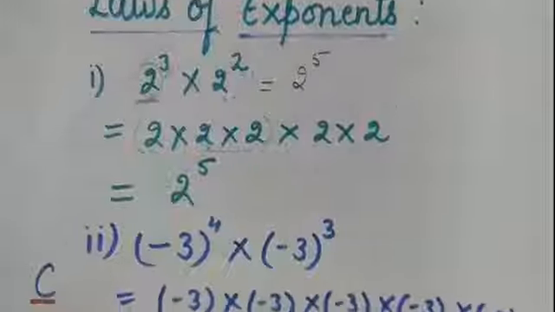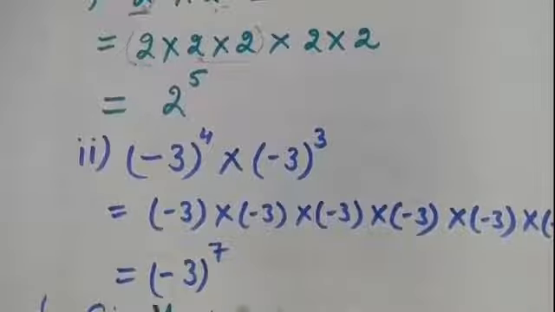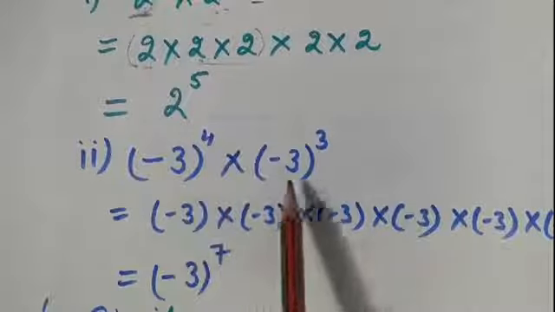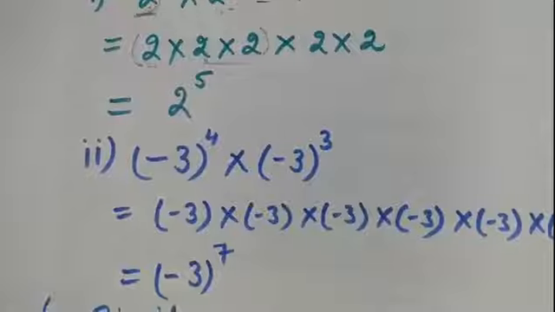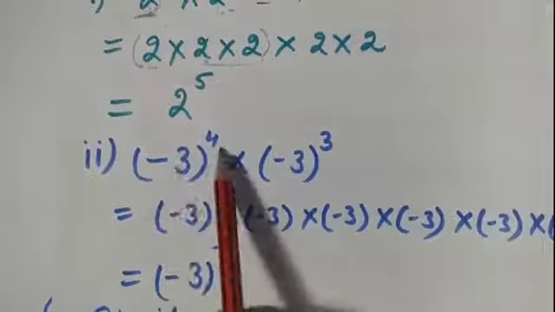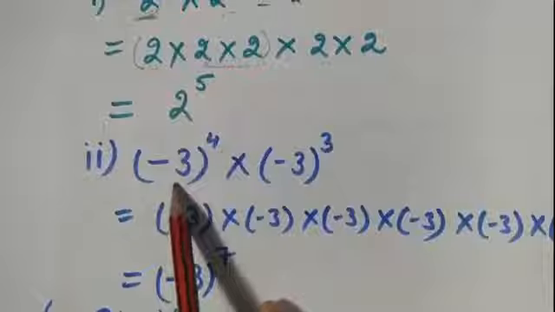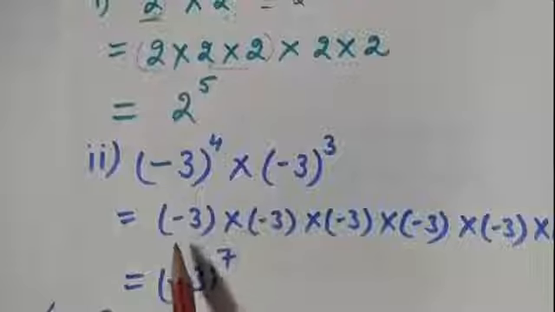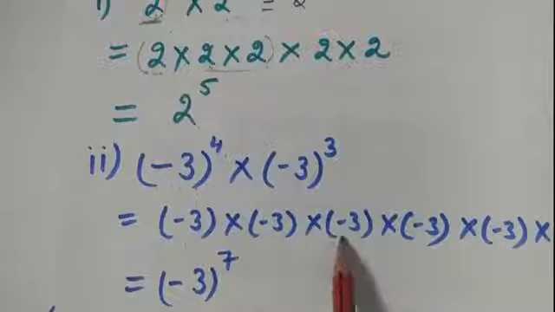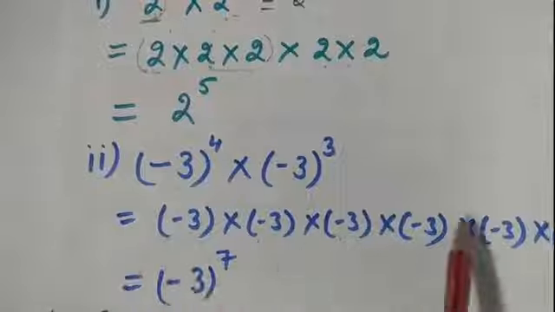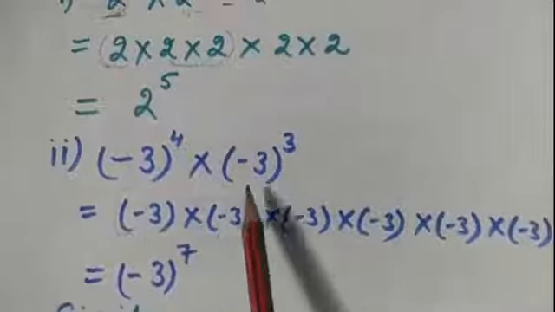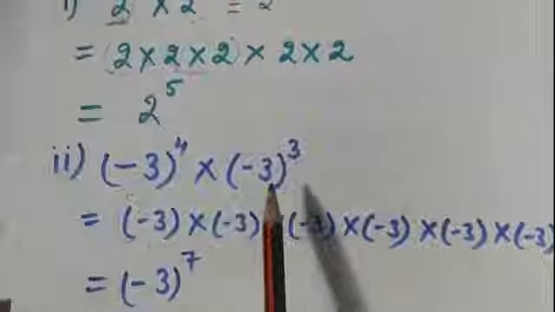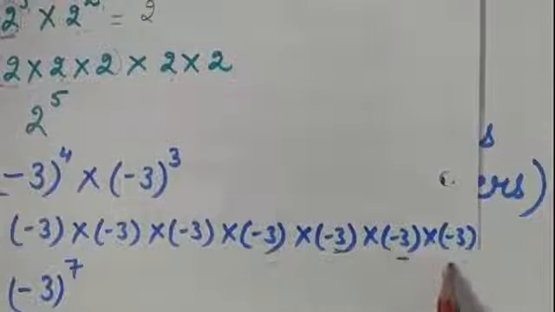Now let us consider one more example. Here I have minus 3 raised to the power 4 into minus 3 raised to the power 3. Minus 3 raised to the power 4 means minus 3 being multiplied 4 times, so it can be written as minus 3 into minus 3 into minus 3 into minus 3. Second is minus 3 raised to the power 3, which can be written as minus 3 into minus 3 into minus 3.